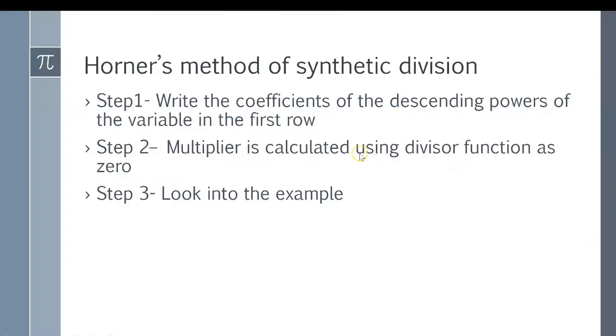Got it? Okay, so now the last section of today's session is Horner's method of synthetic division. It's a method of division, of course, and here step 1 is we have to write the coefficients in descending order, the coefficients of the descending powers of the variable in the first row. Descending means the largest one is in the beginning and the lowest one at the last. So I will provide one example where you can understand it better. Then we have to calculate the multiplier, and the multiplier is calculated with the help of the divisor. Divisor means, for example, if you divide 6 by 2, that means 2 is the divisor, and 6 is the dividend. Let's look into this example.